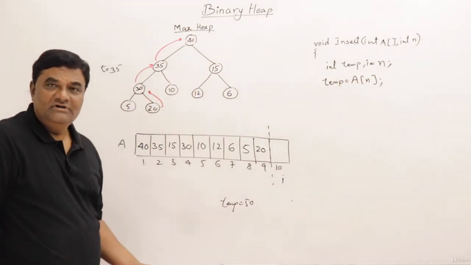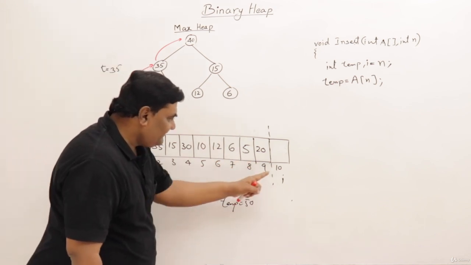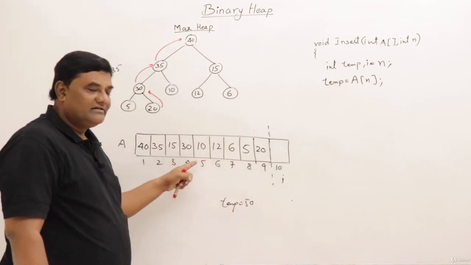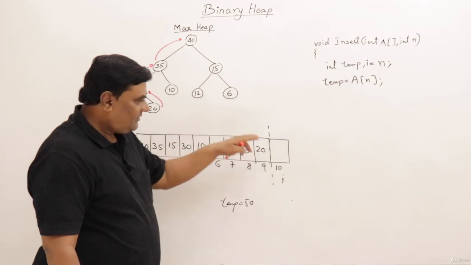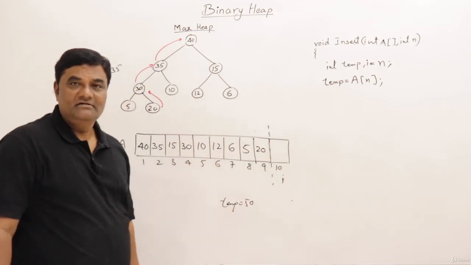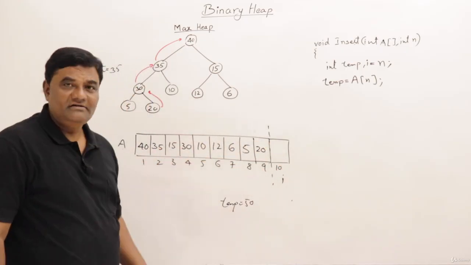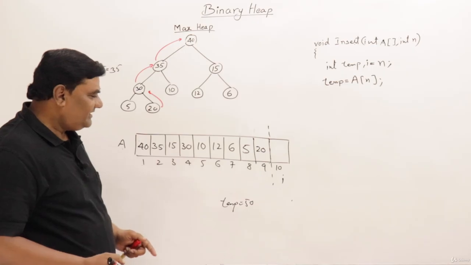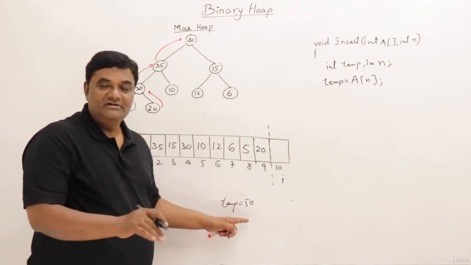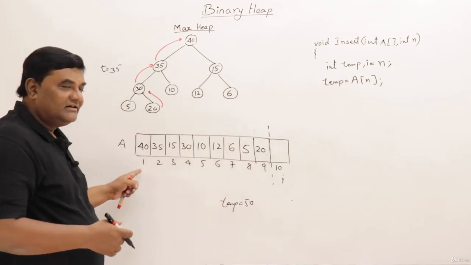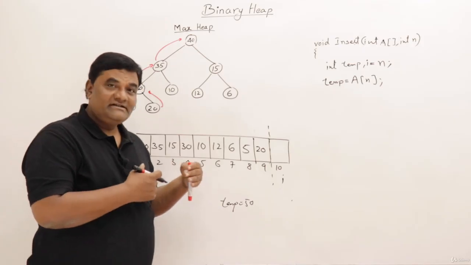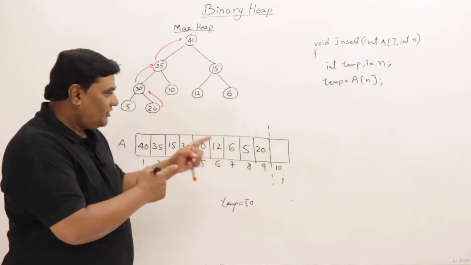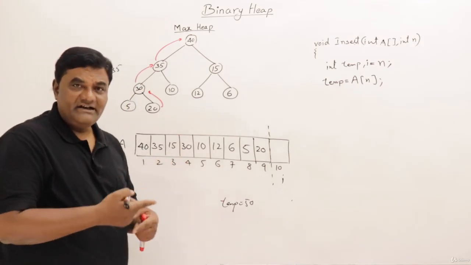Now what do I have to do? Compare the temp element with the parent of this index I. If temp is greater, copy that element at A of I. Go on doing that same thing. How long? Until you get some element that is greater than temp, stop. Or else you have reached 1. So as long as I is greater than 1, I should continue. So this copying can be done using a loop, that is a while loop.